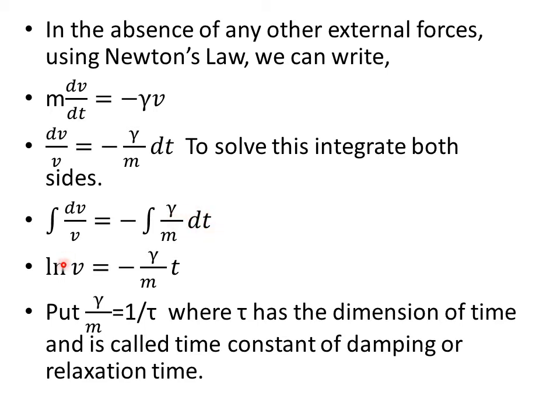So when you do that, here you will be getting log to the base e of v, and here you have got integration of dt is equal to t, and this gamma by m is a constant. So now what we do is we will put gamma by m is equal to 1 by 2 tau, because we want to express it in terms of tau, where tau is the time constant for damping. It is also referred to as the relaxation time.